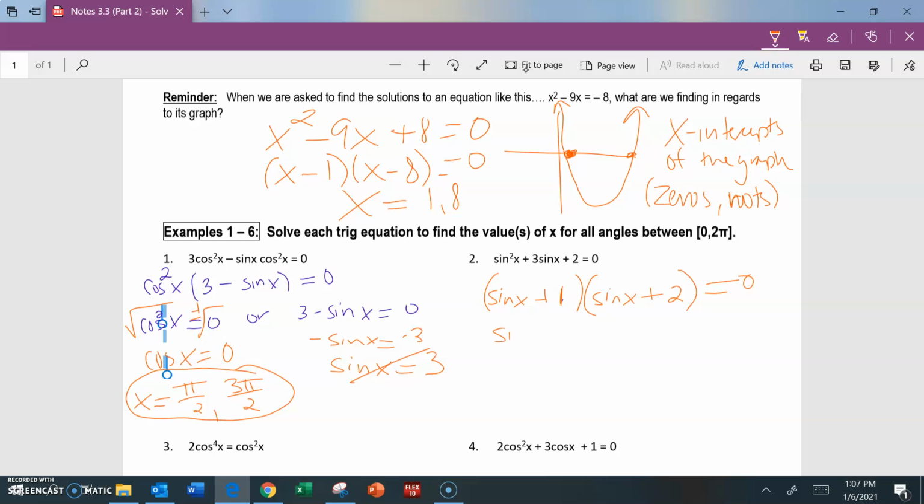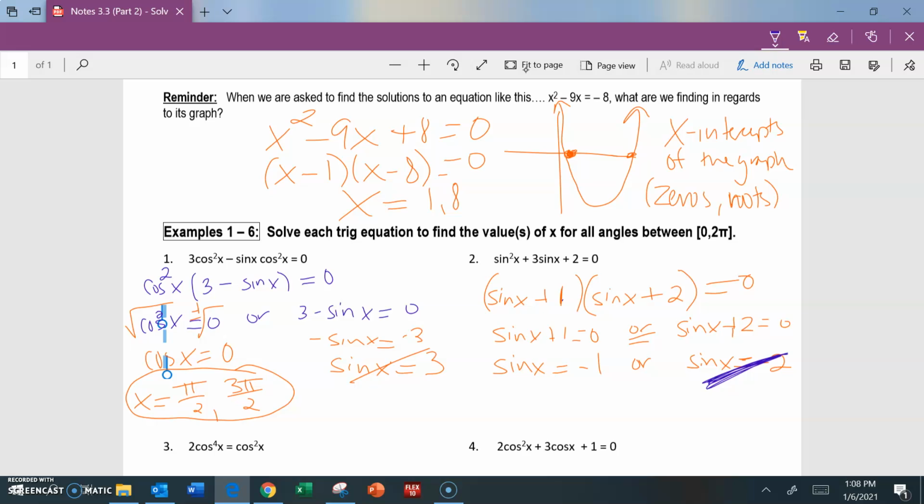And remember, we have to ask ourselves, when will each one of these factors equal 0? So when will the sine of x equal -1, or when will the sine of x equal -2? Well, since we just talked about that graph, the sine of x of any angle will never equal -2. That's outside of our range.